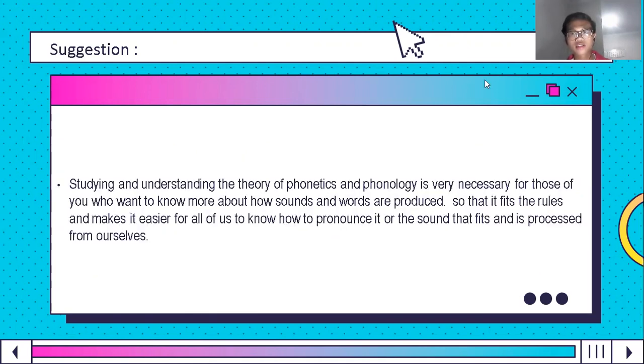My suggestion: studying and understanding the theory of phonetics and phonology is very necessary for those who want to know more about how sounds and words are produced, so that it makes it easier for others to know how to pronounce them.